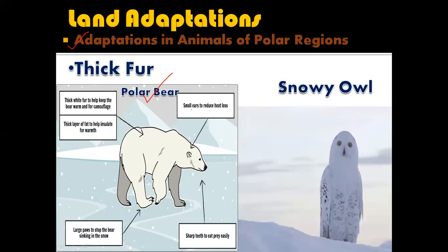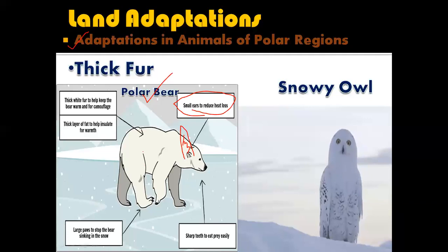If we see the desert adaptation, animals have long ears, because long ears have lots of vessels inside, so they can release heat from the body. But here the ears are small, to reduce the heat loss and to keep the heat in the body.